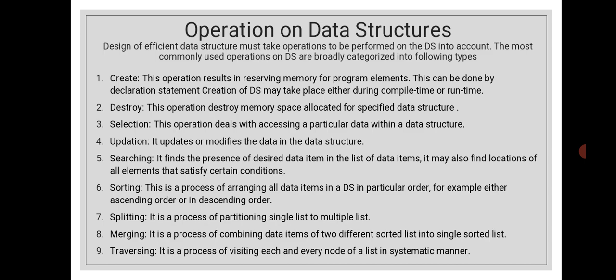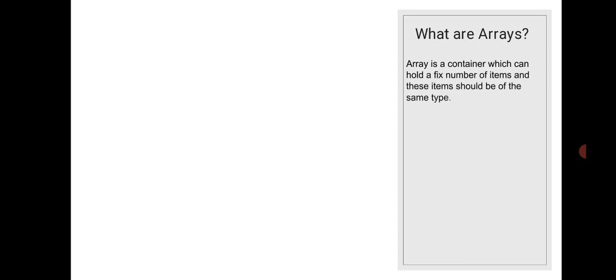What are arrays? Let's look at an array, how it looks. An array is a container which can hold a fixed number of items, and these items should be of the same type, right? Suppose if I say int a, we will have all integer elements in that. Character a will have all character elements, or float, whatever it is. Most of the data structures make use of arrays to implement their algorithms.